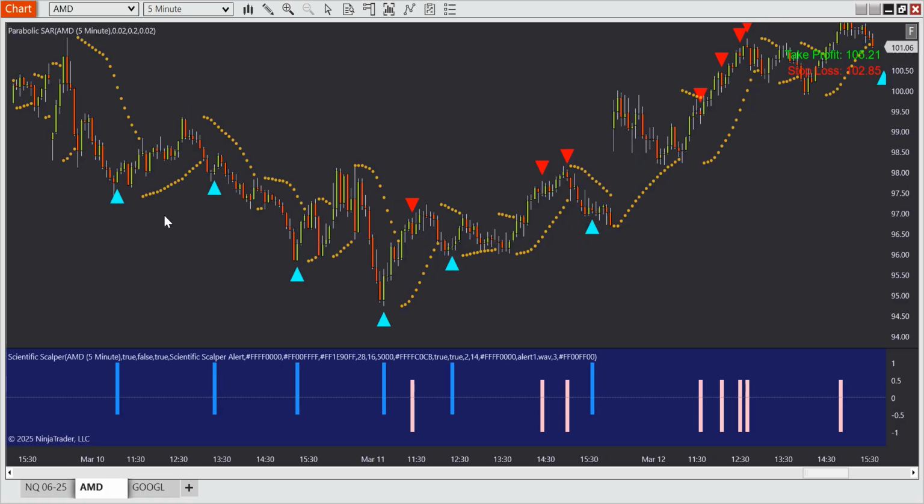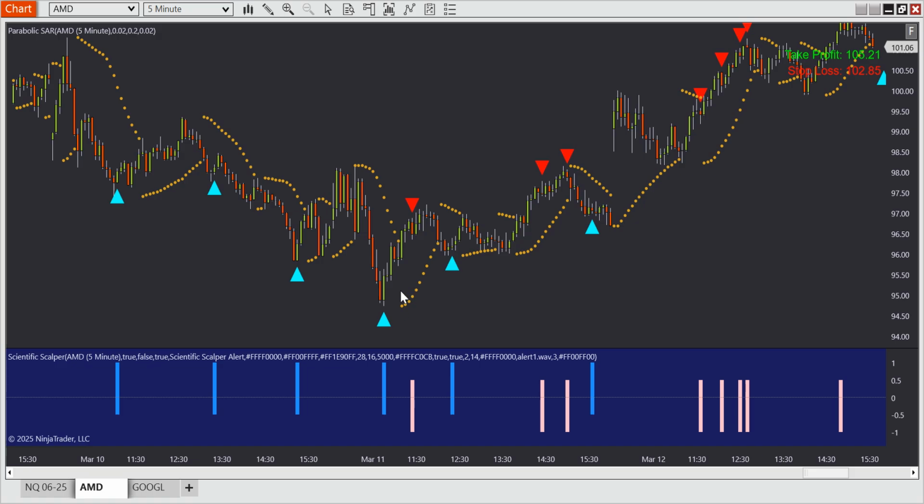And then here on this example, I'm on the AMD 5-minute chart. I've got another very common indicator on here as well, the parabolic SAR, support and resistance. This is great for identifying small trends and small movements. So we have here the blue background indicating a bullish trend, so we are only looking for bullish trades to the upside, and only taking into account the blue buy signals.